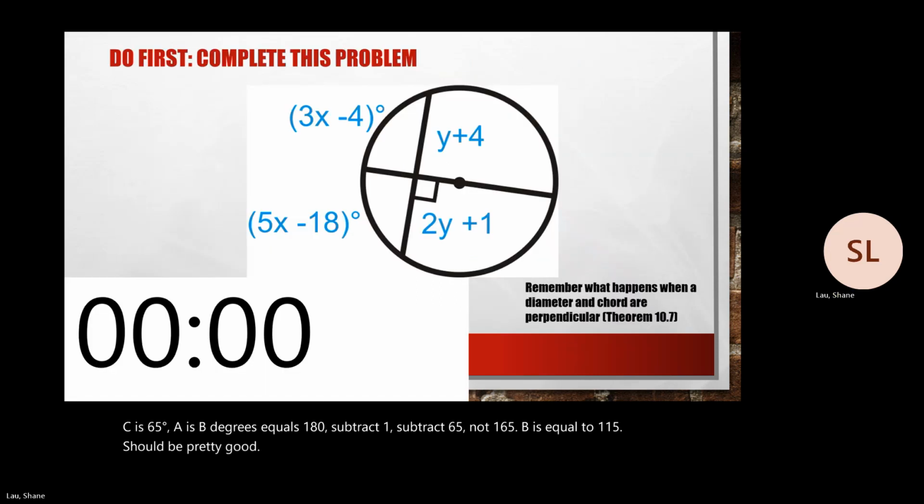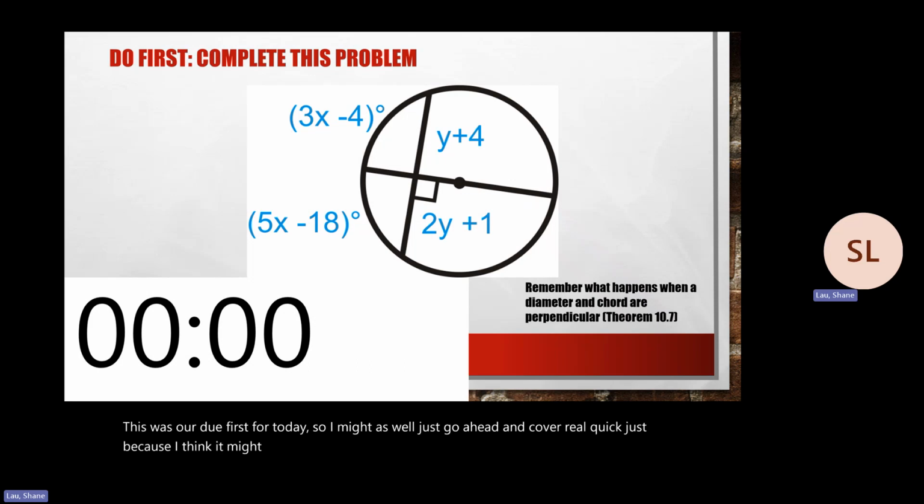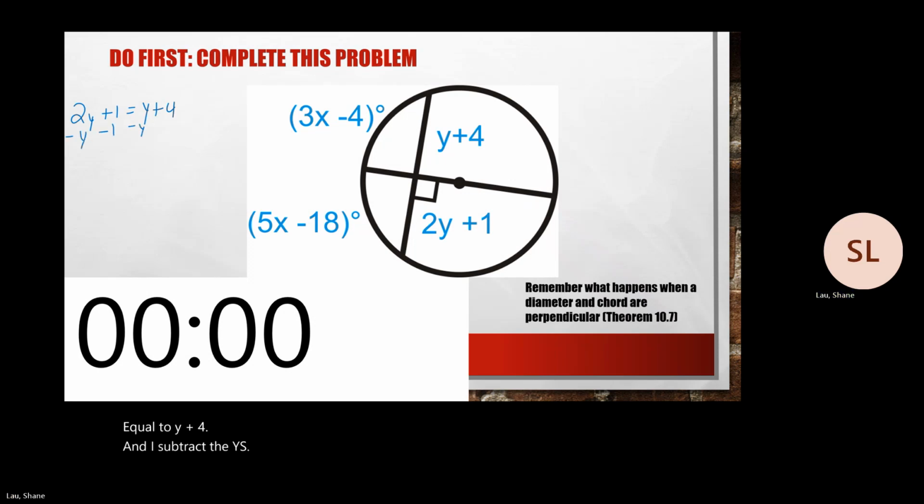This was our do first for today. So I might as well just go ahead and cover it real quick, just because I think it might be good for us. Remember in 10.3, or sorry, 10.7, theorem 10.7 is that whenever we have a diameter intersecting a chord at a 90-degree angle, meaning that they're perpendicular, that means that the segments created from the chord are congruent and the arcs are congruent. So I can put 2y plus 1 equal to y plus 4, and I subtract y's. Subtract 1, I get y equals 3.